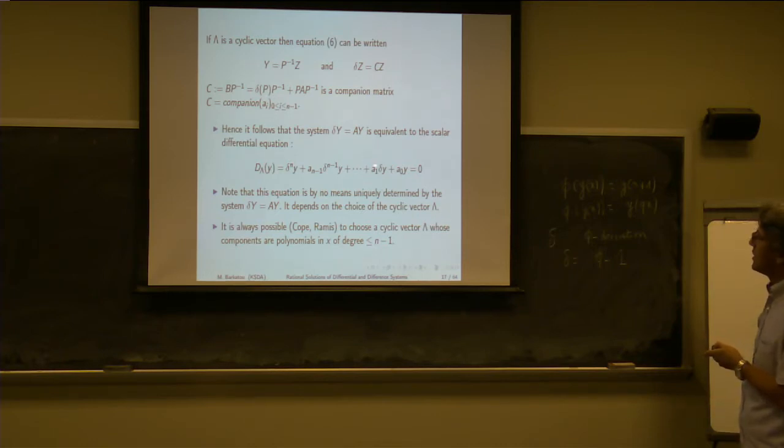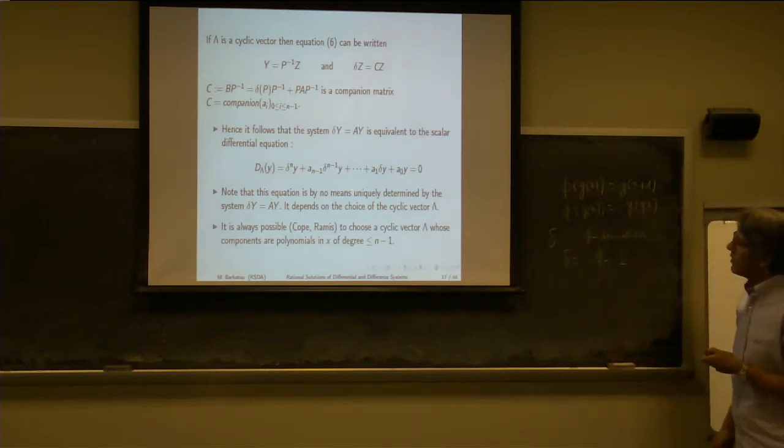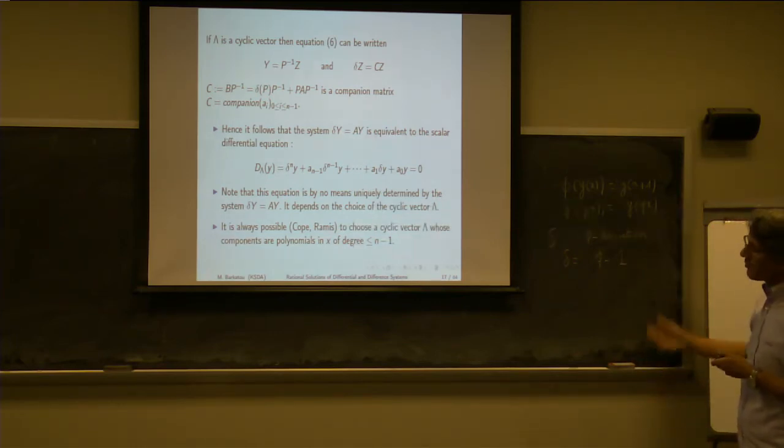But you can prove that it is always possible to choose a cyclic vector lambda whose components are polynomial in x of degree at most n minus 1. There are several proofs for this. Of course, the equation you get here is not unique, but all these equations share the same formal invariants, and of course they are equivalent, so they have the same normal form.